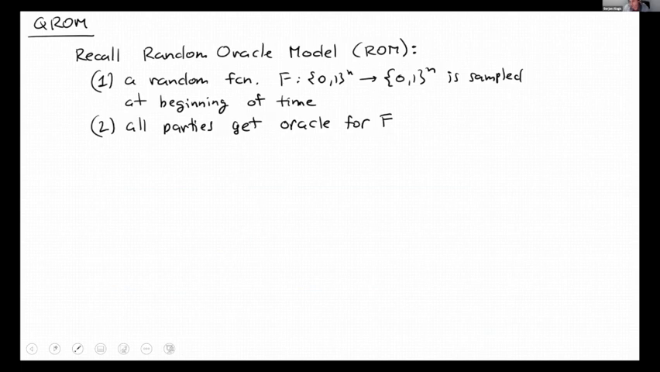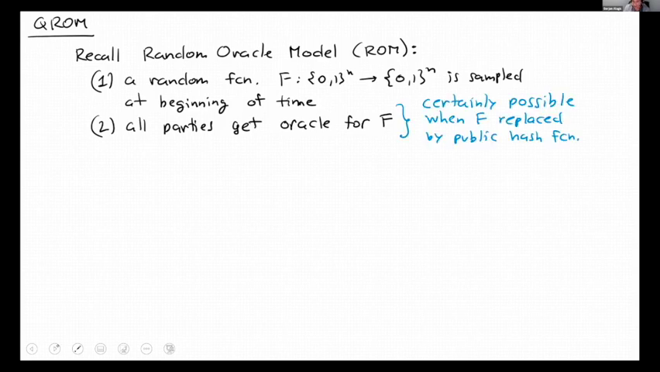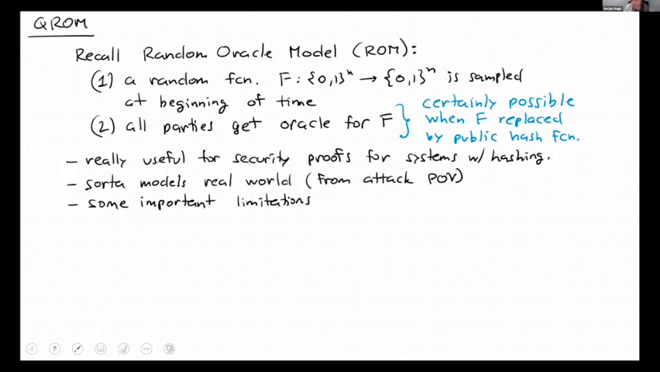So the discussion on the previous slide motivates well the so-called quantum random oracle model. I don't need to tell you about the random oracle model. This is the model where we imagine that a uniformly random function is sampled at the beginning of time, and then all parties get a black box oracle for it. Certainly, in the real world, if F is actually going to be a hash function, then all parties can locally implement this hash function, plug whatever they like in, and get outputs back out.